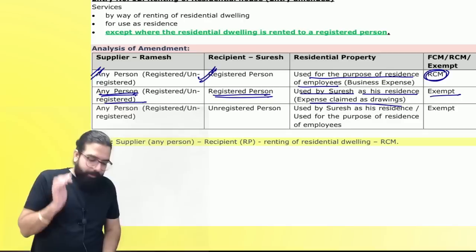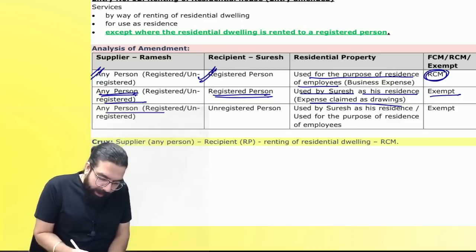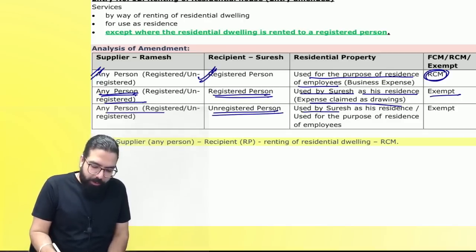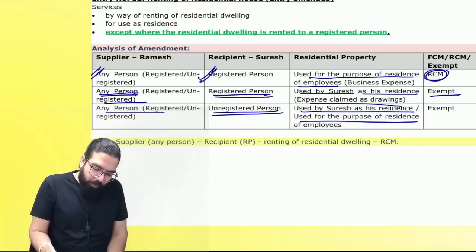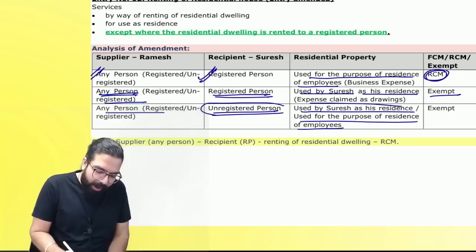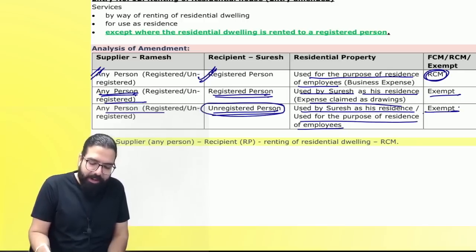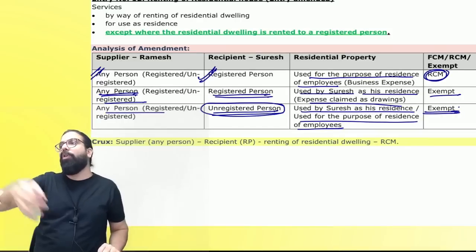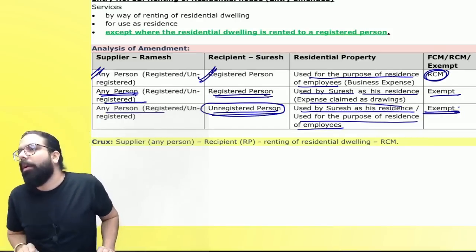Can I go ahead, everyone? Then any person giving to an unregistered person, used by Suresh as his residence or used for the purpose of employees. If you are unregistered, then where will you pay GST under RCM? It is exempt. Otherwise, you would have to take registration and pay GST under RCM. So government exempted it. Are we clear?